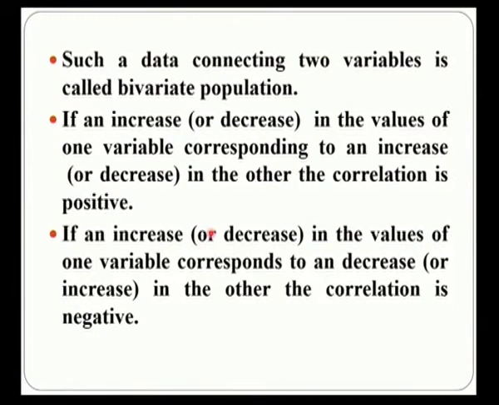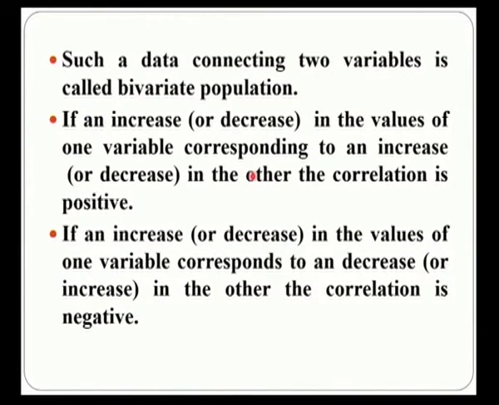Then the data involved in the two variables is called bivariate population. Such data connecting these two variables is called bivariate population. Then the types of correlation, positive correlation and negative correlation. If an increase in the values of one variable corresponds to an increase in the other, the correlation is positive. Similarly, if a decrease in the value of one variable corresponds to a decrease in the other, the correlation is positive.